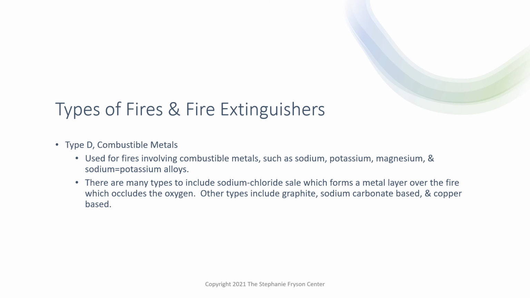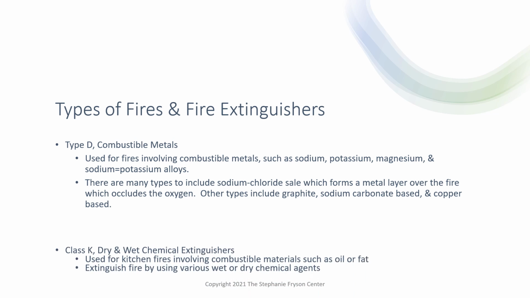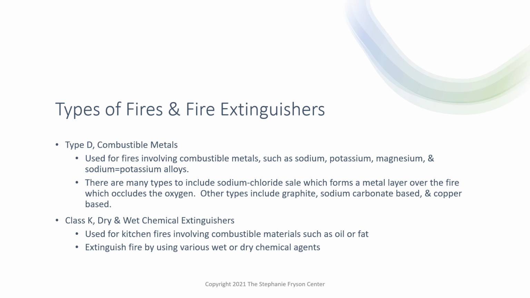And then there's type D for combustible metals, used for fires involving combustible metals, of course, sodium, potassium, magnesium, and potassium alloys, which should tell you that we have those in the laboratory, which means we have to have a fire extinguisher that at least meets that requirement of type D. There's a class K, dry and wet chemical extinguishers used for kitchen fires.